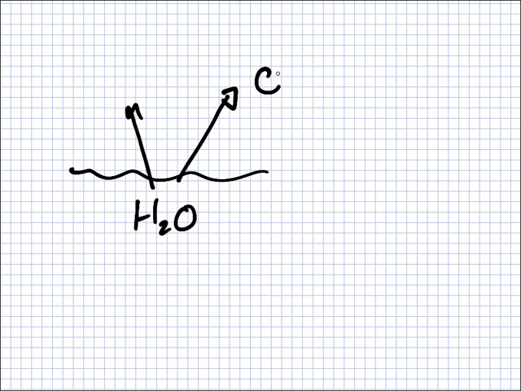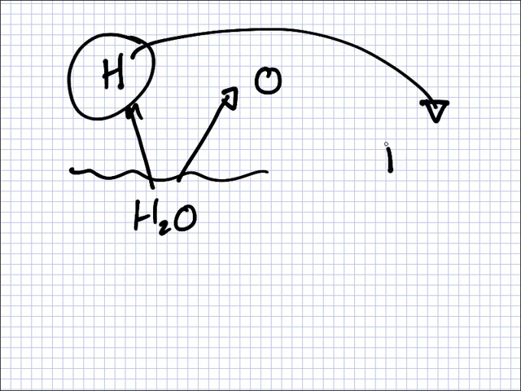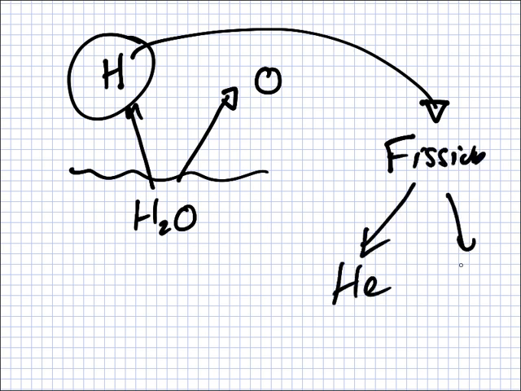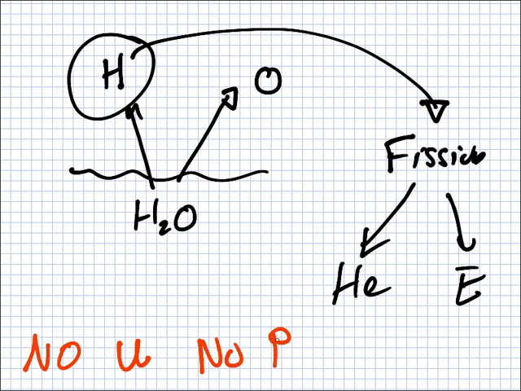So I think what you can do, you know this from chemistry, you can have H2O and separate it into oxygen and hydrogen. Then you can take the hydrogen and put it into the fusion, and out comes helium and energy. Look, no uranium, no plutonium, no CO2. I think that's amazing. Yeah, but not true.